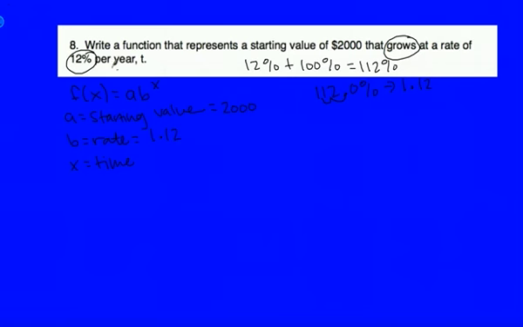In the problem, it tells us that it grows at a rate of 12% per year, and they call the year t. So for my x, instead of it being x for this problem, it's actually going to be t. Now that I've got my a and my b, I can write my function. So my function is going to be f of t equals 2,000 times 1.12 to the t.